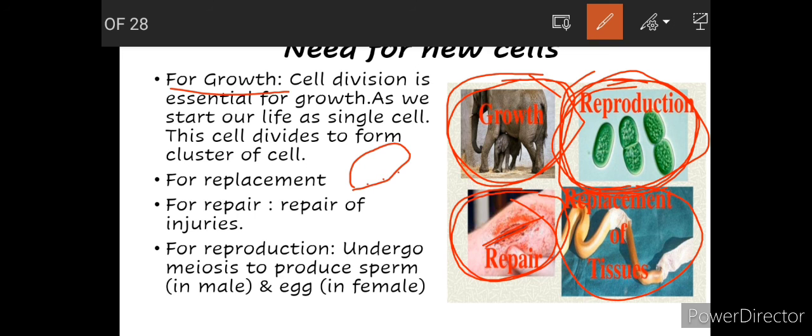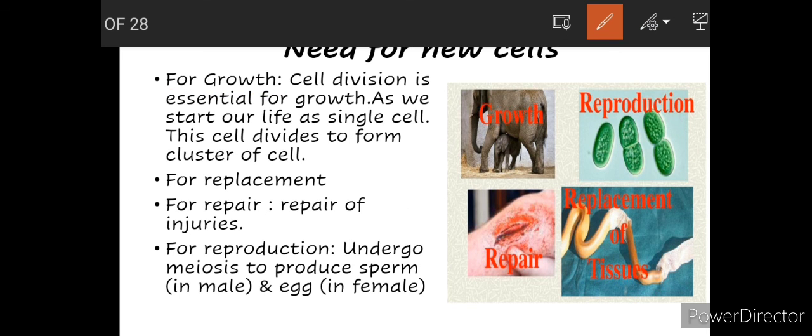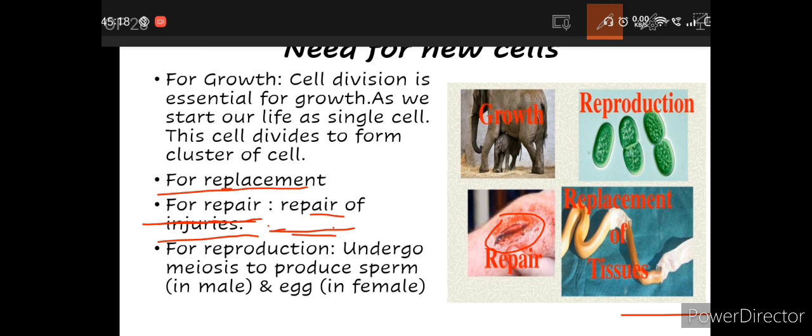It gets repaired only by new cells. By new cells only it gets repaired, no? So new cells come for repair, for repair of injuries, fractures in bones. So bone cells also repair, and some cells are replaced, like blood cells. RBCs live for 120 days only.